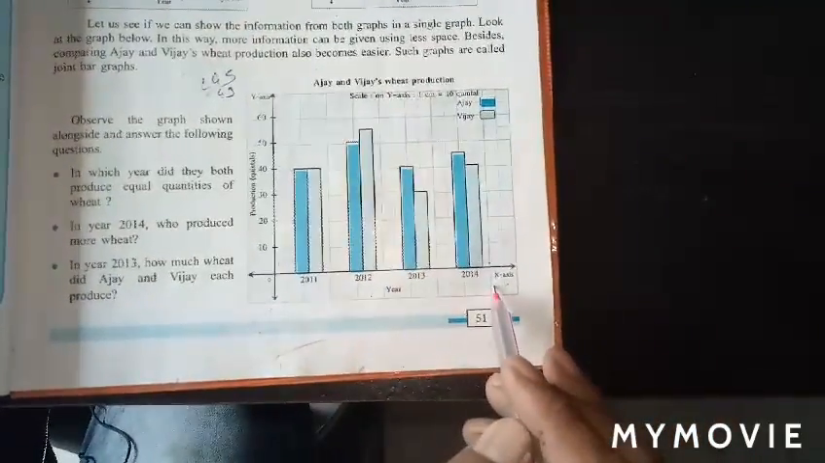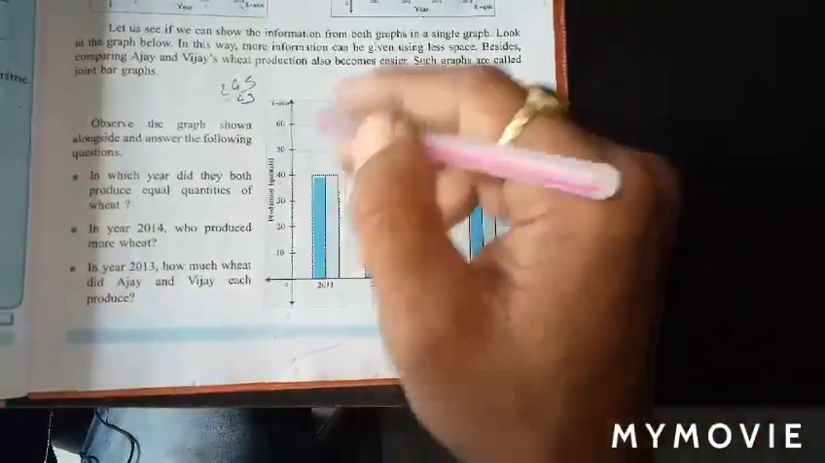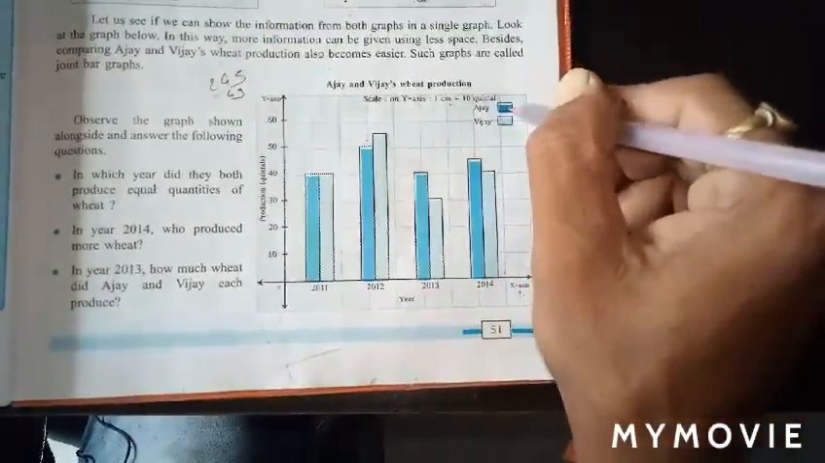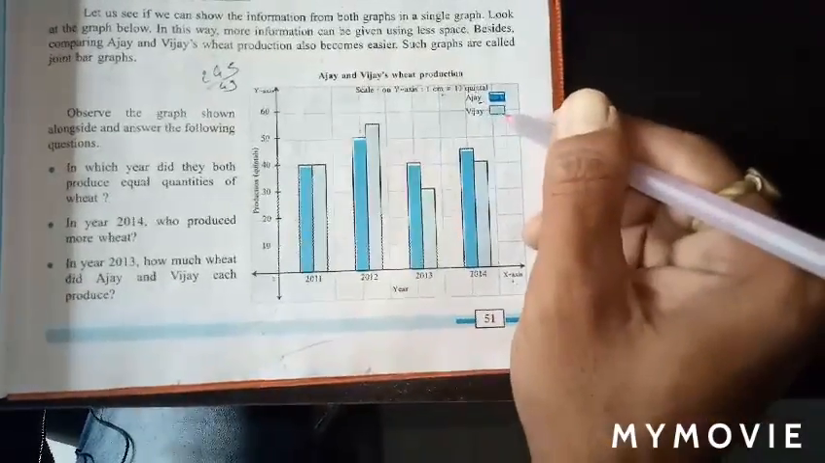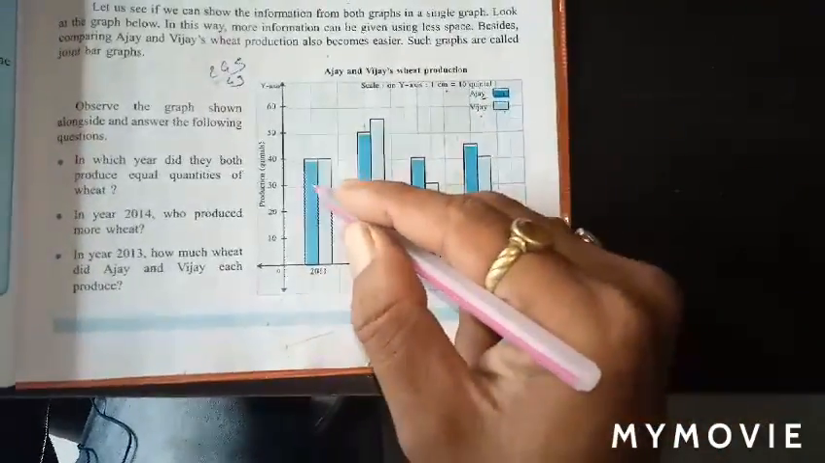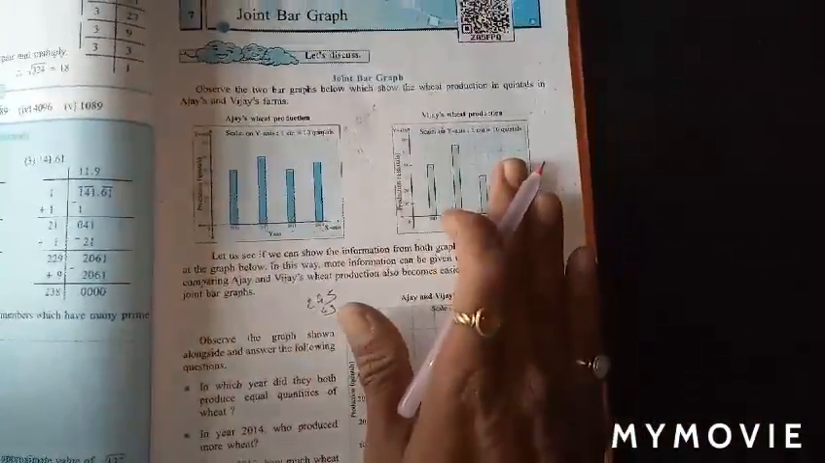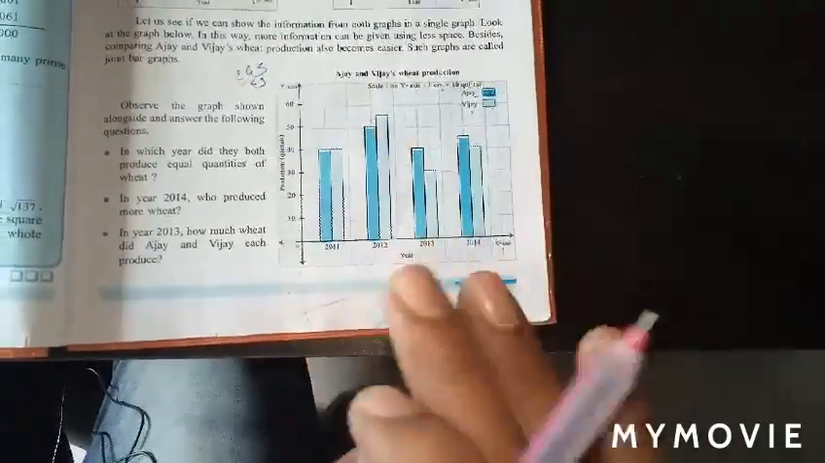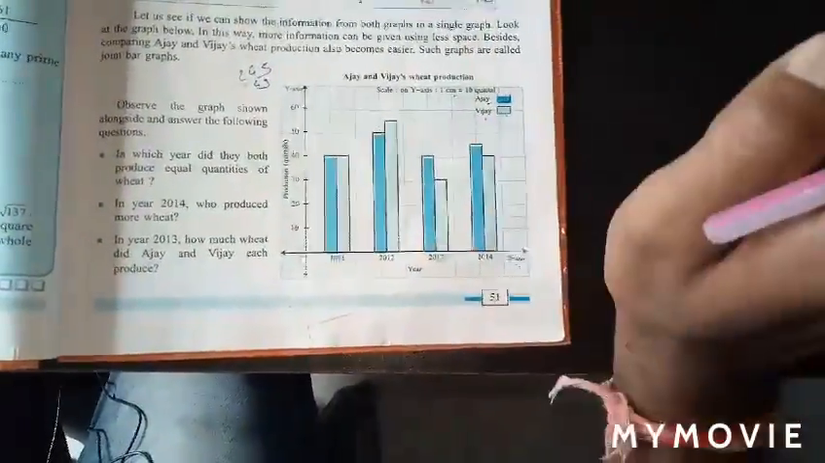We will see years on the x-axis and the production of wheat in quintals on the y-axis. 1 centimeter is equal to 20 quintals. Here the dark blue bar represents the wheat production of Ajay, and the sky blue bar represents the wheat production of Vijay. So you can compare on this graph. Earlier the two graphs were separate, and here the graphs are combined, joined, and it is very easy to compare the relationship or the quantities of the given two data.